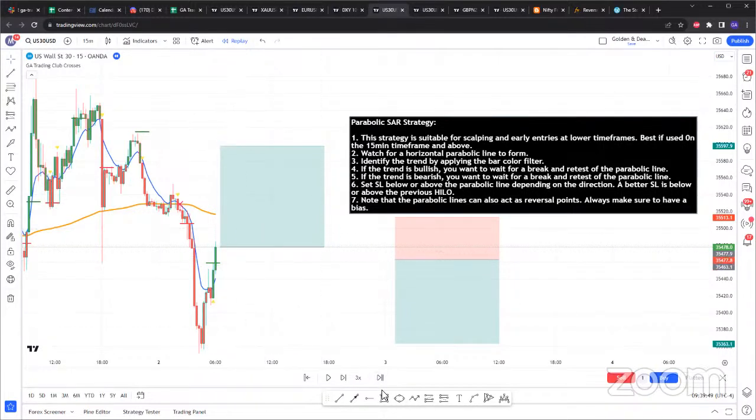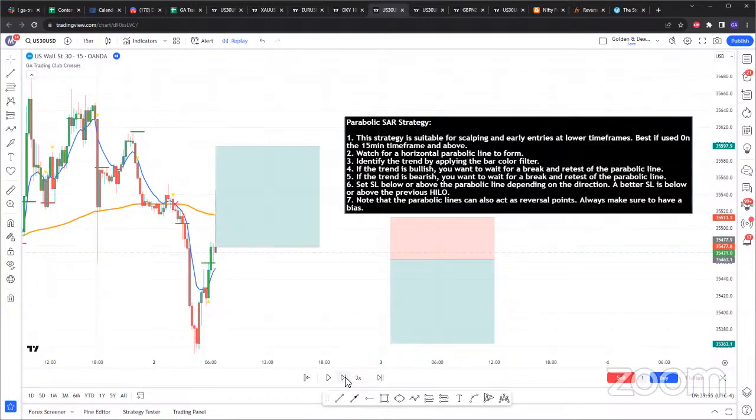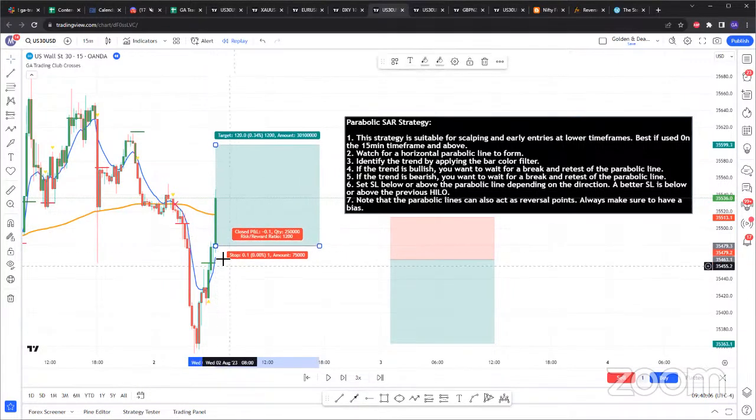So when I saw this candle, I wanted to see a retest. So there you go. You see that retest candle exactly to that parabolic area and closure above. And that's the area that I set. Let me pause that. That's the area that I entered. Actually, I entered a bit late because I missed that entry.